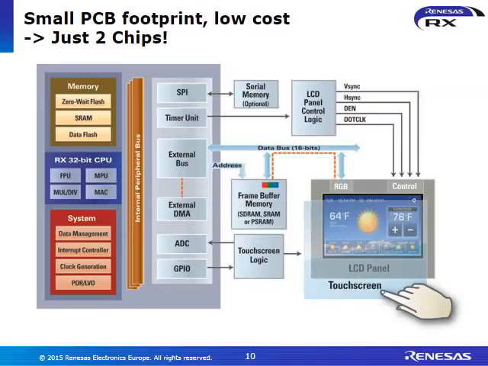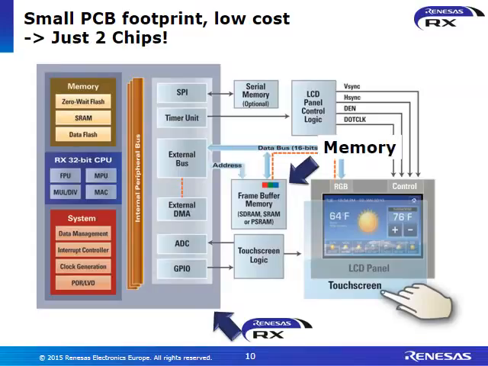So how does it look from a system concept point of view? On the left hand side you see the microcontroller, the RX, with all the peripherals, like Ethernet, USB, CAN, etc. And on the right hand side you see the display itself, including a touch screen. And in the middle you see the memory, which is supposed to be an SDRAM or SRAM; pseudo SRAM is also possible. So this kind of memory could be used to offer frame buffer memory, required for having the double buffer concept, as I explained before, in your system.